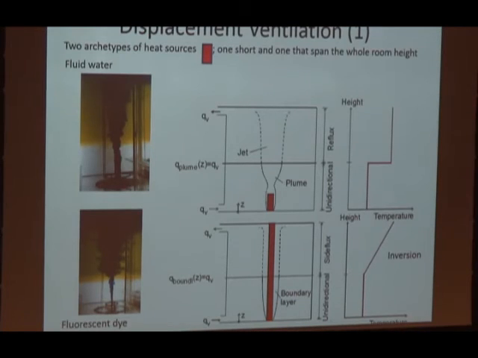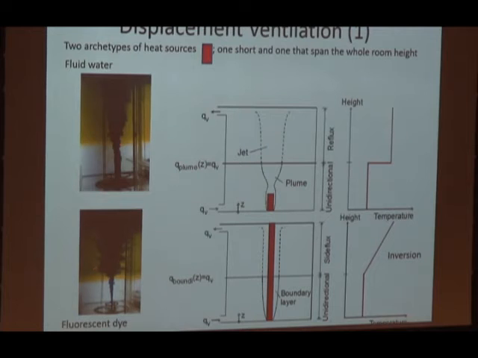Well, another extreme case is displacement ventilation. So I show some visualization here. It's done in water, with a fluorescent dye. Here you have heat sources down there and a heat source down there. I have a heat source in this case that spans just a fraction of the height. I have a heat source here that spans the whole height. And you see that there are two layers. We have this non-polluted layer, a clean layer, down here. Here you have mixing. So it provides supply air conditions up to this height.